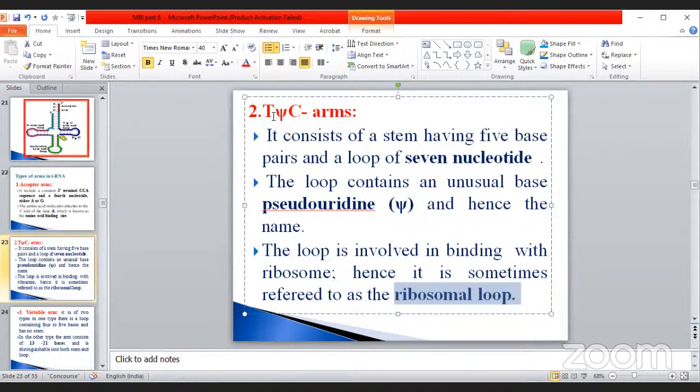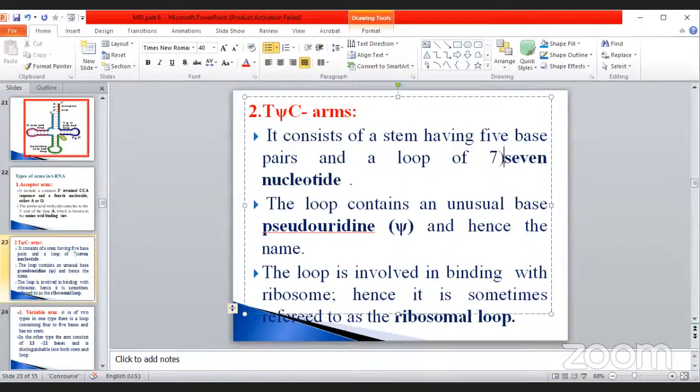Here you must note it down. This point is very, very important. T-psi-C is the second arm present in the tRNA. It consists of 7 nucleotides. Don't forget, 7 nucleotides. The loop also has an unusual base. Which one is the unusual base? The pseudouridine. That's why the symbol psi is given. It helps in the binding of the ribosomes, so it is called the ribosomal loop.